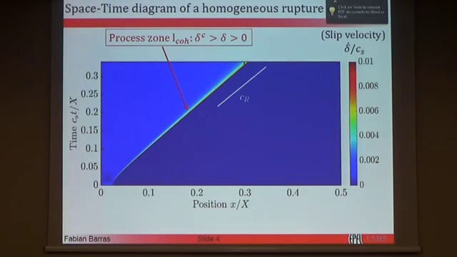And you can measure the width of this cohesive zone by taking all the points that have a displacement between the critical displacement of the cohesive law and 0.